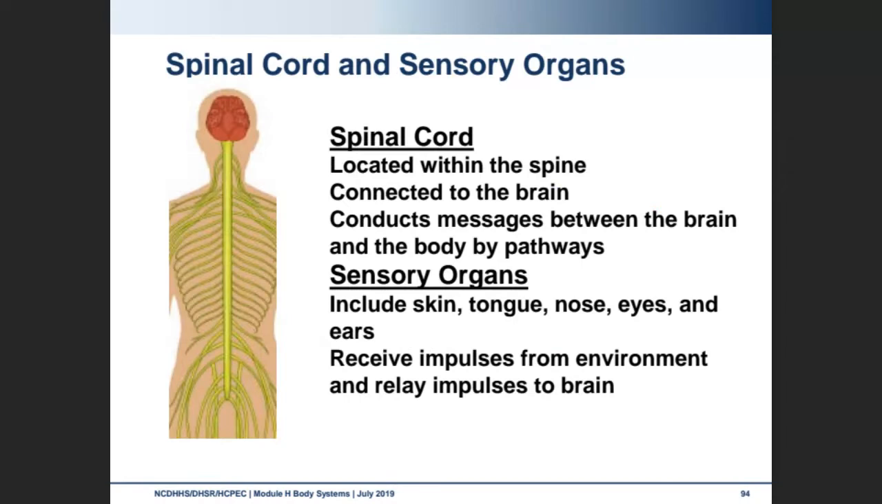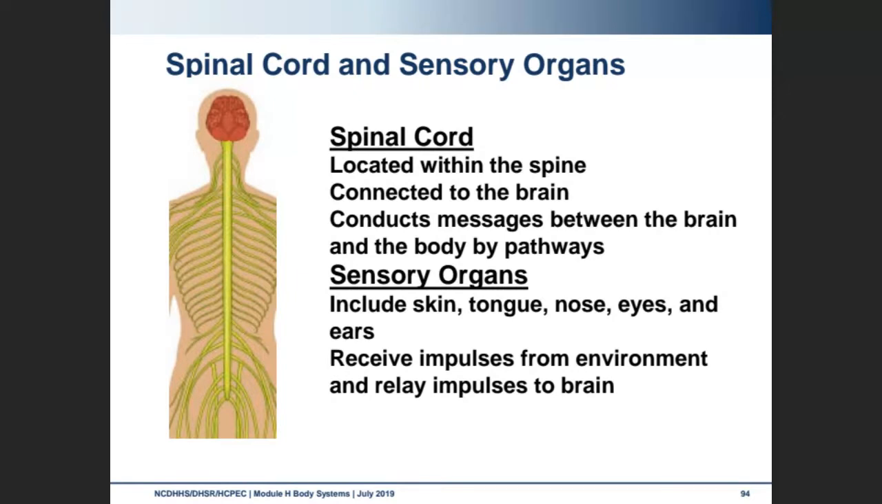We've also got our spinal cord and our other sensory organs. Our spinal cord is located within our spine. It's connected to the brain, and it's what helps to conduct messages between our brain and our body by pathways. Our sensory organs, this includes our skin, tongue, nose, eyes, and ears, because all of these sensory organs receive impulses from the environment and relay those impulses to the brain, like the example I used with the hot stove.